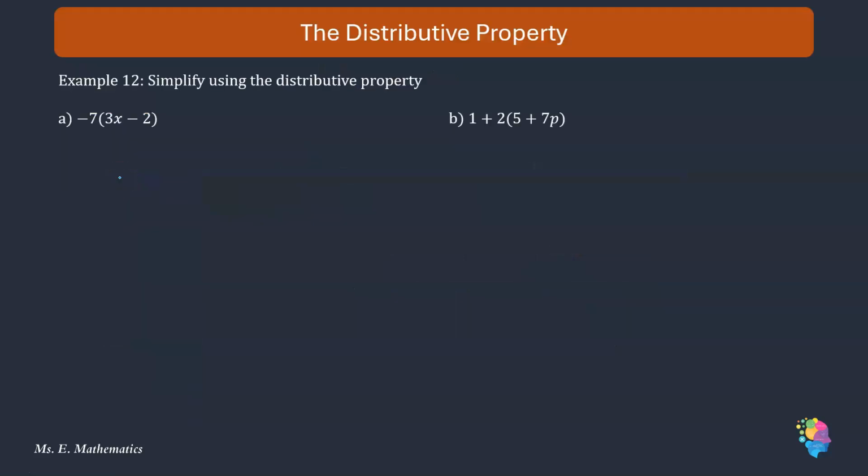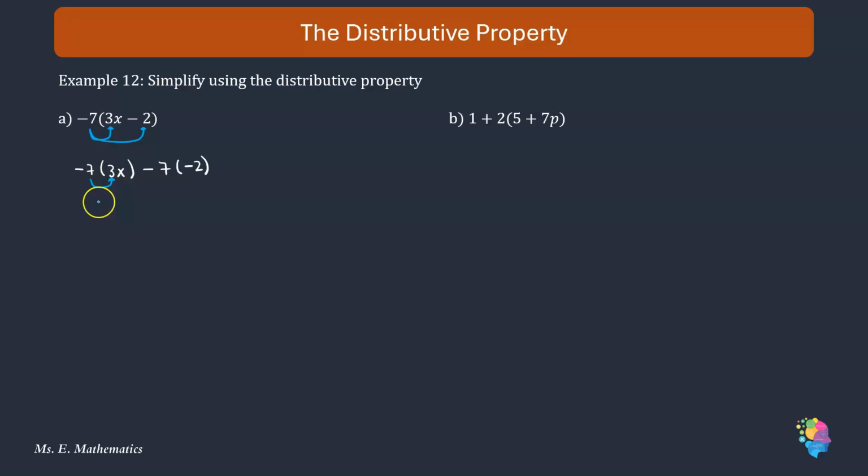Example 12 is asking us to simplify using the distributive property. So we have this minus 7 outside this parentheses. So that means that this minus 7 is going to multiply 3x, and this negative 7 is going to multiply this 2. So we will have negative 7 times 3x, and then negative 7 times this minus 2. When we multiply something like this, we are going to multiply the numbers, okay?